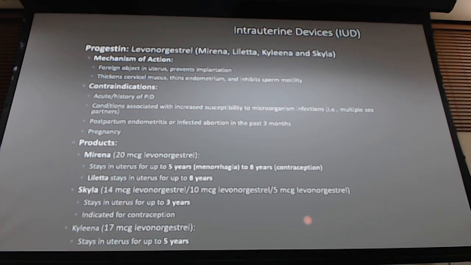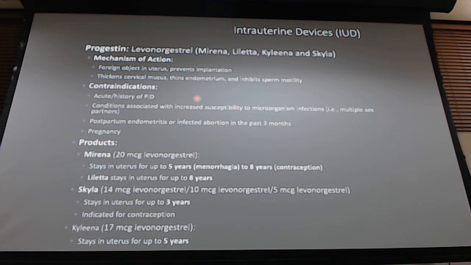For the most part, you're going to see that we use our progestin or levonorgestrel type of IUD, with several different brand names: Mirena, Liletta, Kyleena, and Skyla. What these are doing is essentially preventing implantation from happening and again making the environment not compatible for sperm to conjoin with that egg.